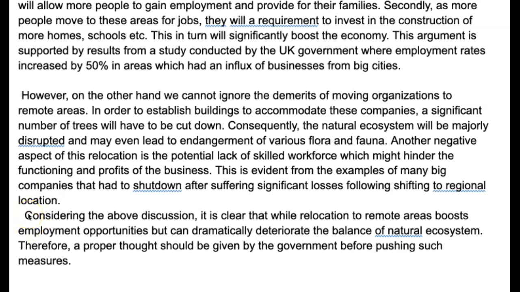Okay, beautiful. Considering the above discussion, it is clear that while relocation to remote areas may boost or would probably boost employment opportunities, comma, it could dramatically deteriorate the balance of natural ecosystems and financially harm the balance sheet of the companies. Okay, let's just mention both points. Therefore, a proper process should be given by the government before pushing such measures.